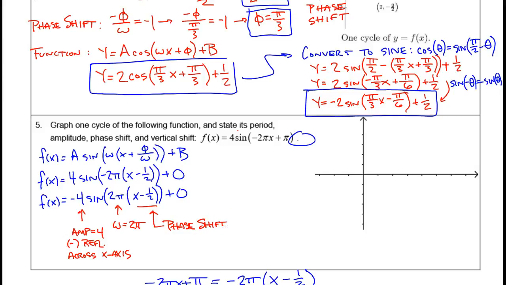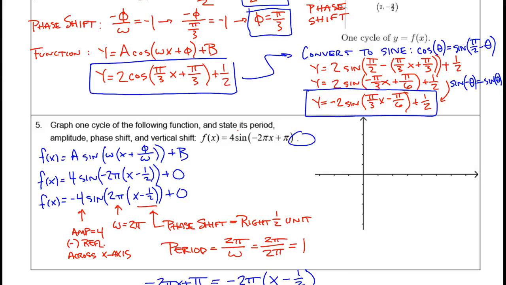well, if that's x minus 1/2, if you recall from all the work we did with transformations before, that's going to shift our function to the right 1/2. So we're going to be shifted right 1/2 a unit. And then let's go ahead and talk about the period of our function. So the period of our function equals 2 pi over omega. And because omega is 2 pi, we have 2 pi over 2 pi, which just equals plain old 1. Okay, so we have a period of 1, we have a phase shift of right 1/2 unit, and we have an amplitude of 4, but it's reflected across the x-axis.